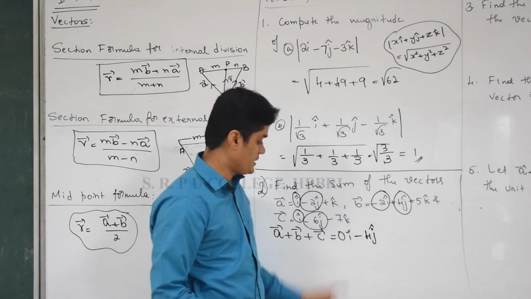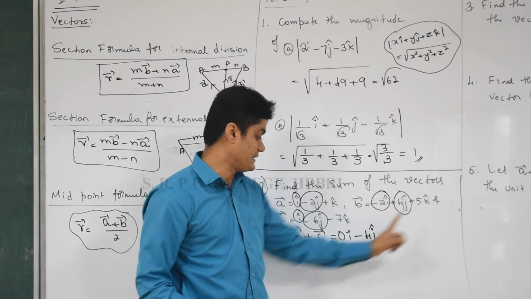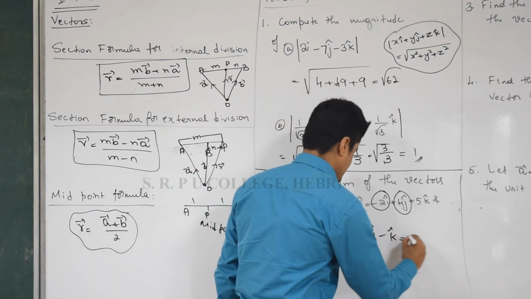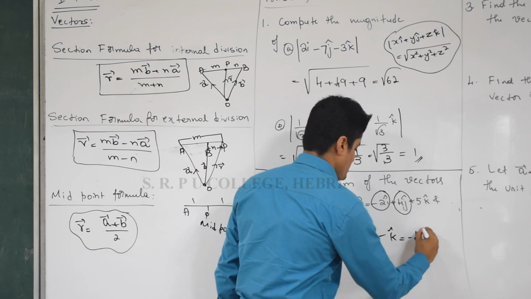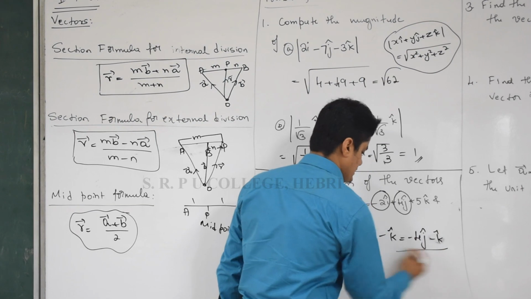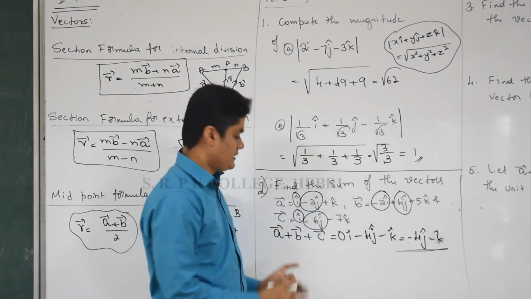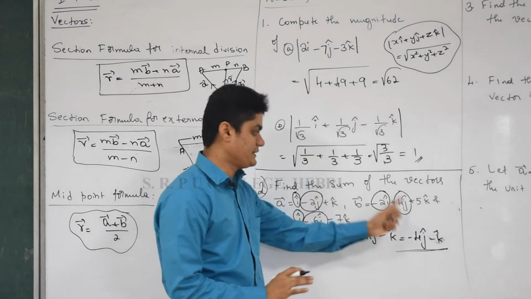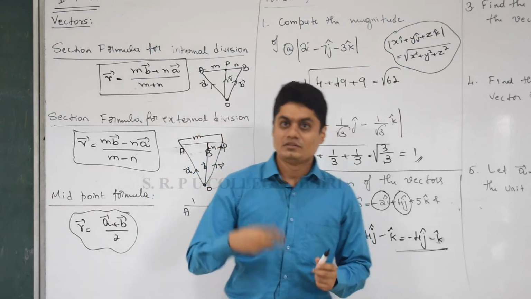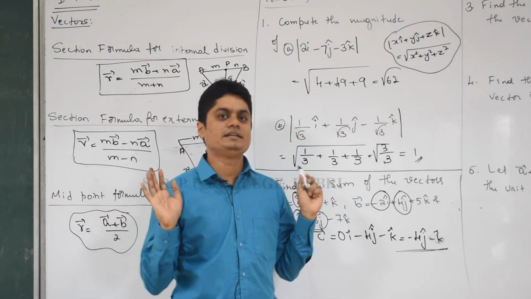Definitely you can manage. Okay, k plus 5k, 6k minus 7k, that is minus k. So what is the answer? Minus 4j minus k. This is the final answer. For this addition, triangle law is not needed at all; directly add component-wise. First add only i, then j, then k. You will get the answer.